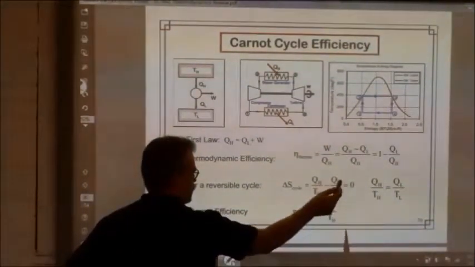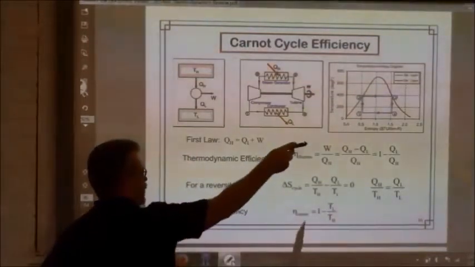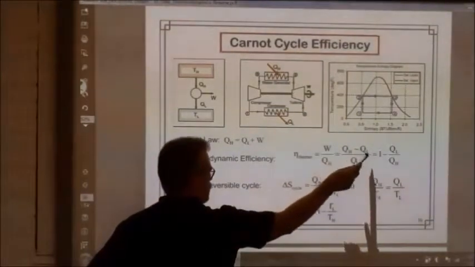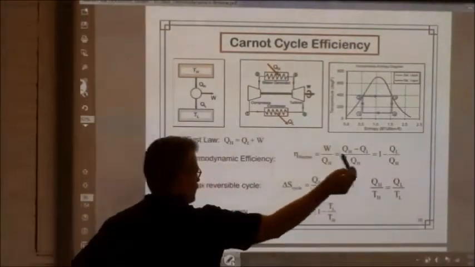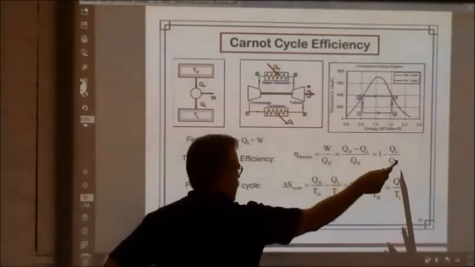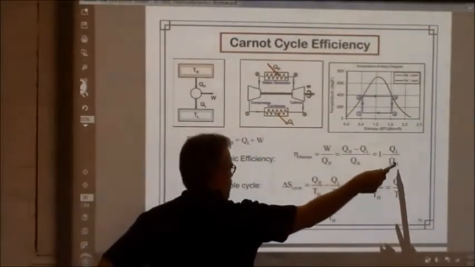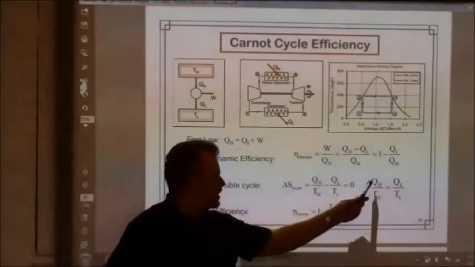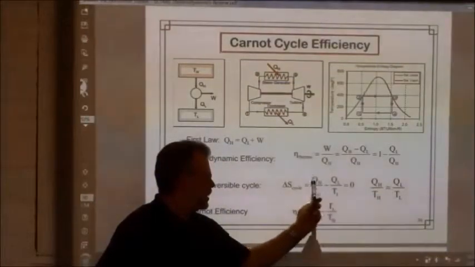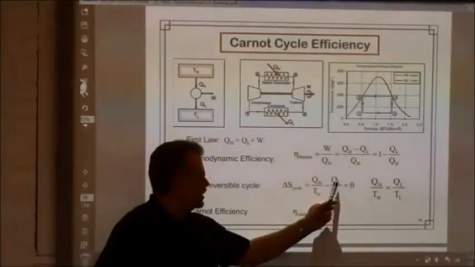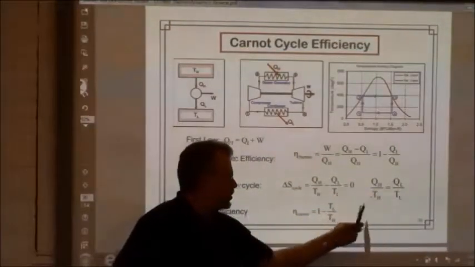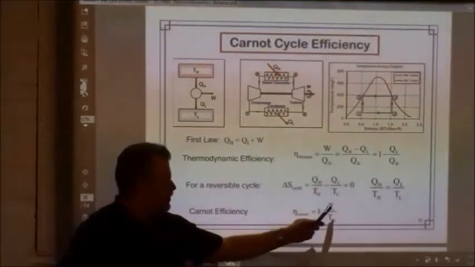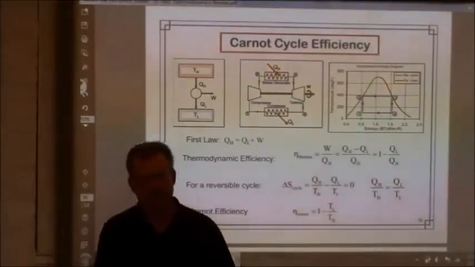So what we can do then is, for this reversible cycle, we can write that QH over TH is equal to QL over TL. The thermodynamic efficiency we can write as work over QH, applying the first law. This turns into 1 minus QL over QH. Then I can get a heat transfer ratio, and using the second law, QH over TH equals QL over TL, I can turn this into a temperature ratio. So for a reversible cycle, the Carnot efficiency is 1 minus TL over TH.